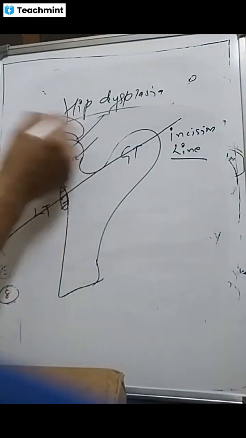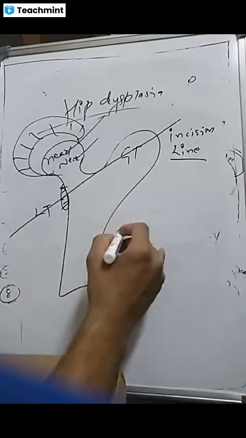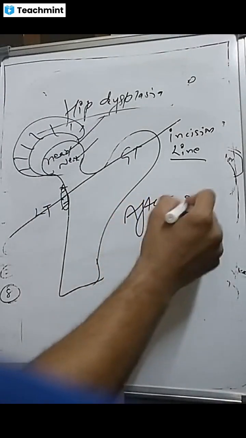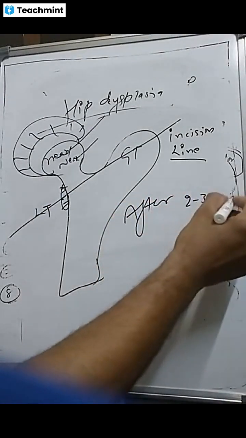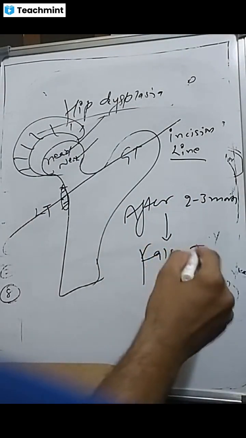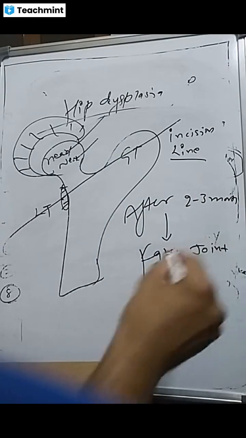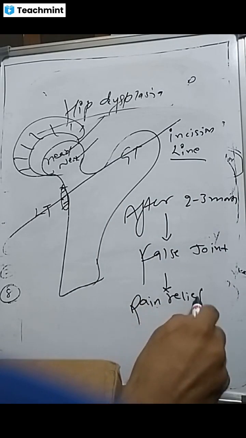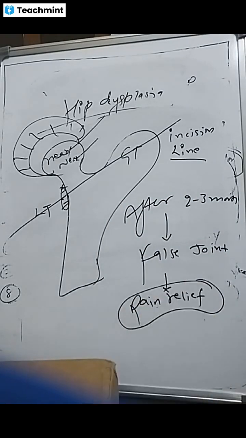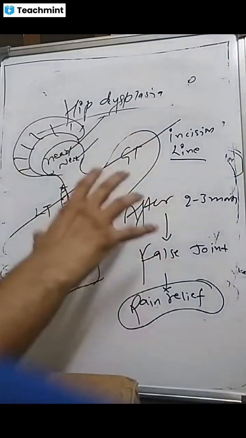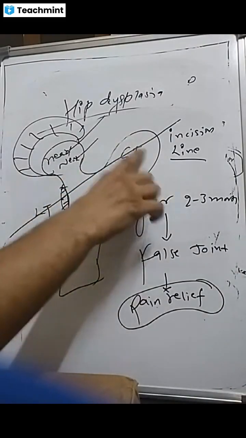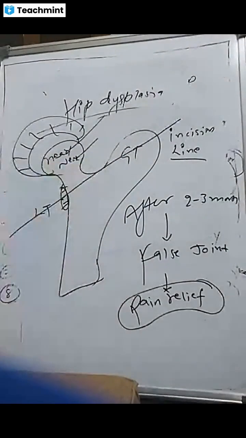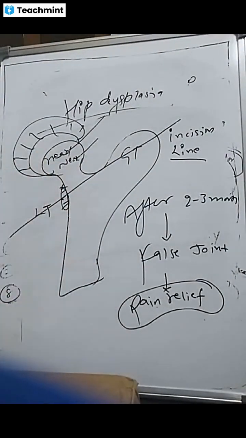So both are separated from the acetabular cavity, and after 2 to 3 months, there will be formation of a false joint. This procedure will give some kind of pain relief. So this is the significance of knowing where the greater trochanter is and why these are important. Because these are the landmarks for orthopedics.